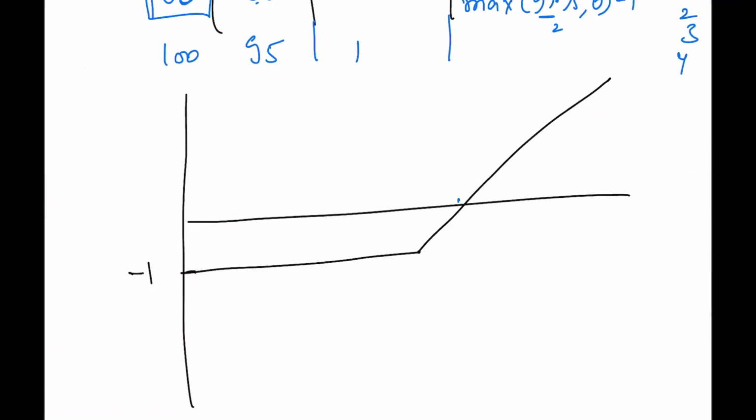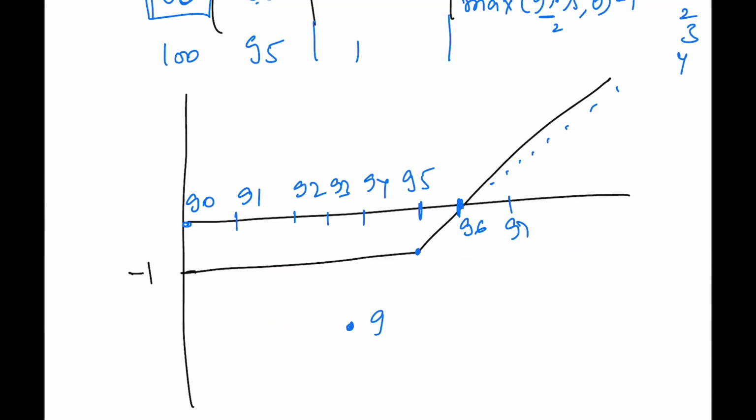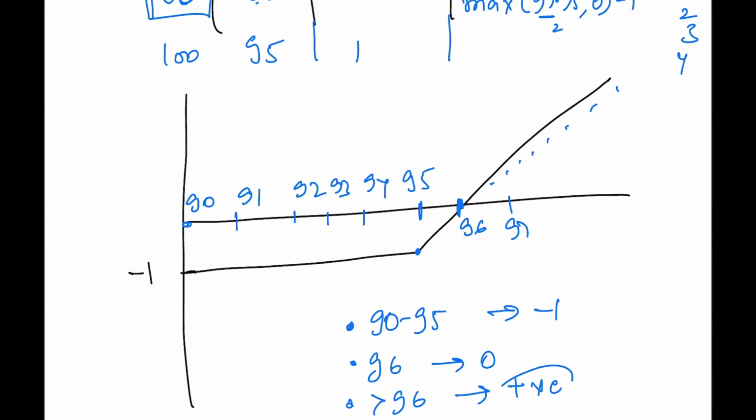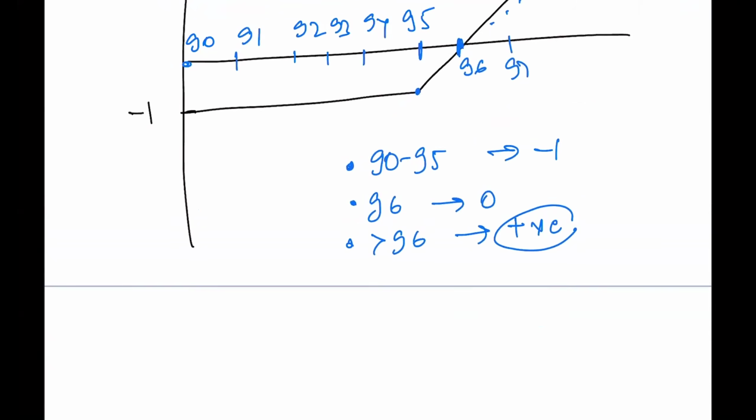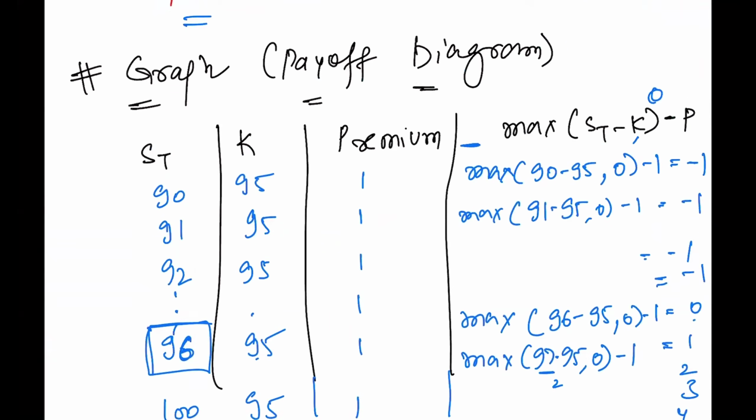So this is 96, this is 95, right? From 90 till 95, the payoff is -1. At 96, the payoff is 0. And after this, we'll start generating profit. So just a quick reminder, 90 to 95, the payoff is -1. At 96, the payoff becomes 0. Greater than 96, we start generating profit. So this is how the payoff diagram for a long position in a call option looks like.